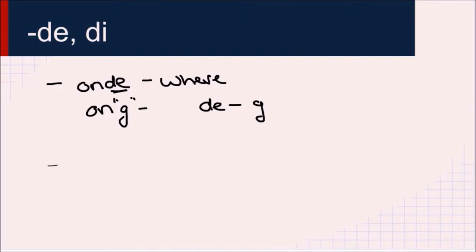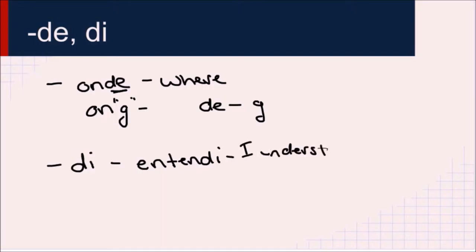Now, if you have a sound like onji, the DE, what is the DI sound going to sound like? So if you look at a word like this, entendi, you'll more or less have the same sound. Entendi, which translates to I understood. Entendi.